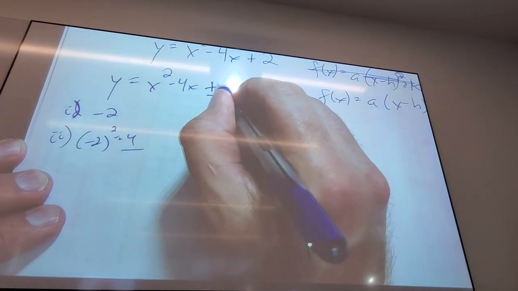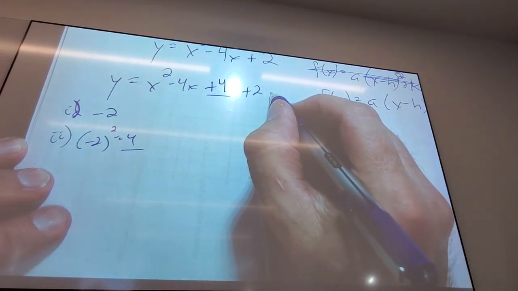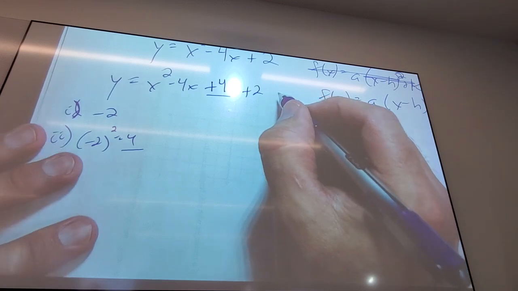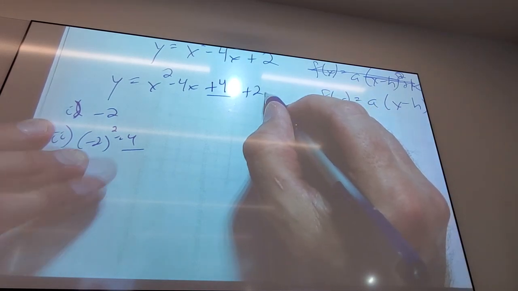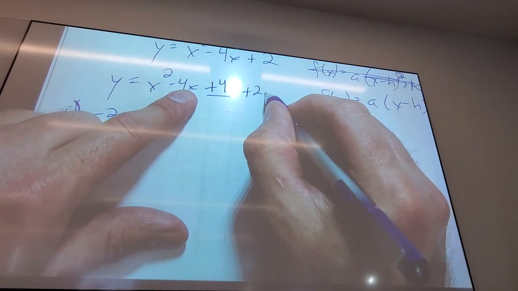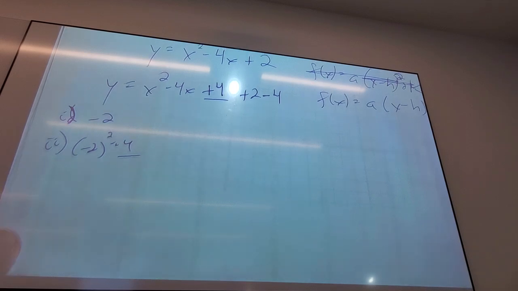If I add 4, I better at the same time on the same side do what? So that overall I did nothing. If I add 4, at the same time I better subtract 4. Did I change the problem? No.